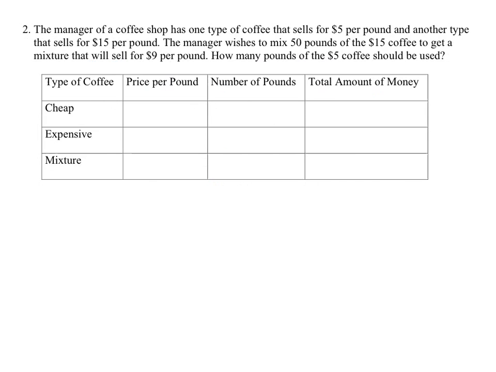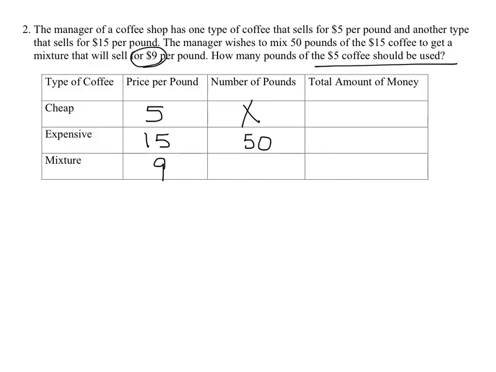Next, the old coffee problem. A manager in a coffee shop has one type of coffee that sells for $5 a pound and another type that sells for $15. So the cheap is $5 a pound. The more expensive is $15. And of course the manager wants to mix them. And he wants to, or she wants to mix 50 pounds of the $15 coffee to get a mixture that sells for $9. How many pounds of the $5 coffee should be used?